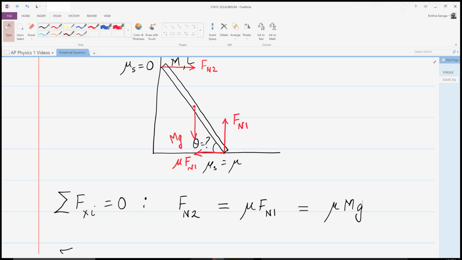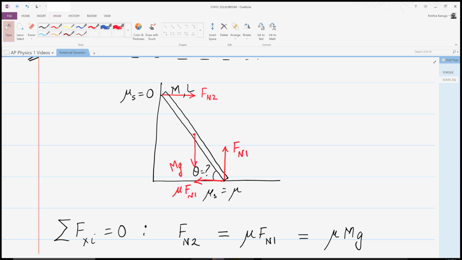In order to do that, we will take torques about a point. Now we can choose any point that we want, but in order to do the calculation well, we will choose, say, point A, which is one end of the rod. Actually, I think it would be easier to take the bottom, B, as the point, because about A, we have three forces giving us a torque: mg, Fn1, and mu Fn1. So why make life difficult for us? Let's make it simple. Let's take torques about B.